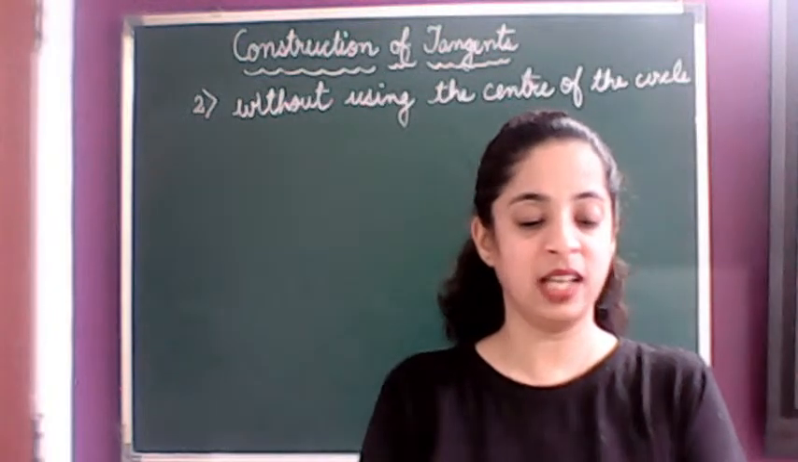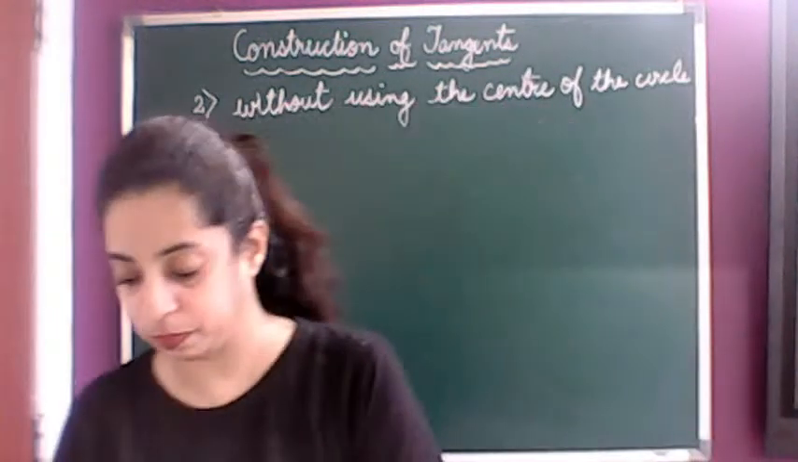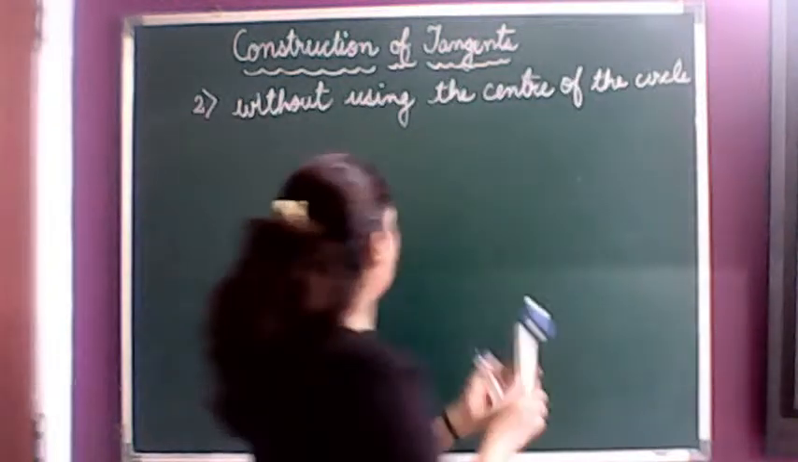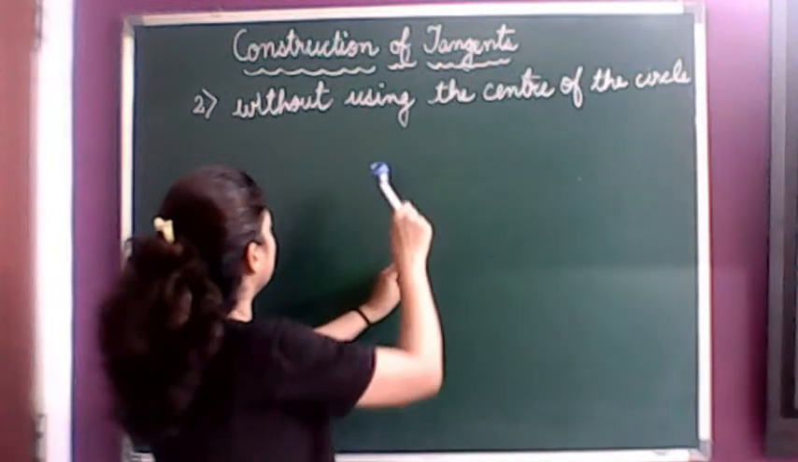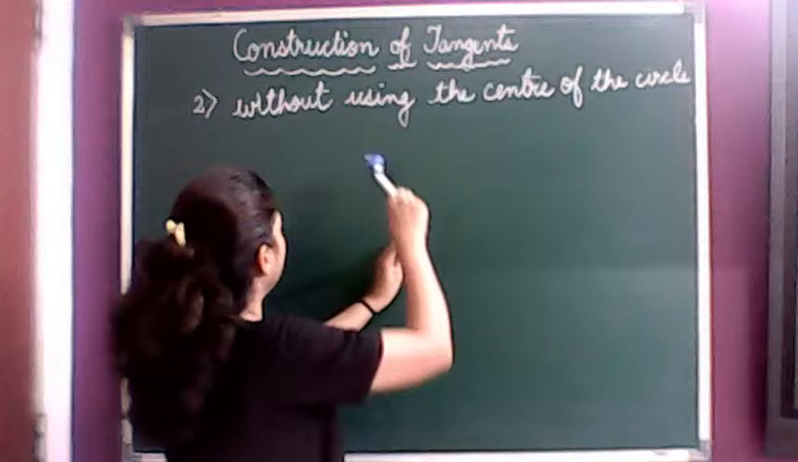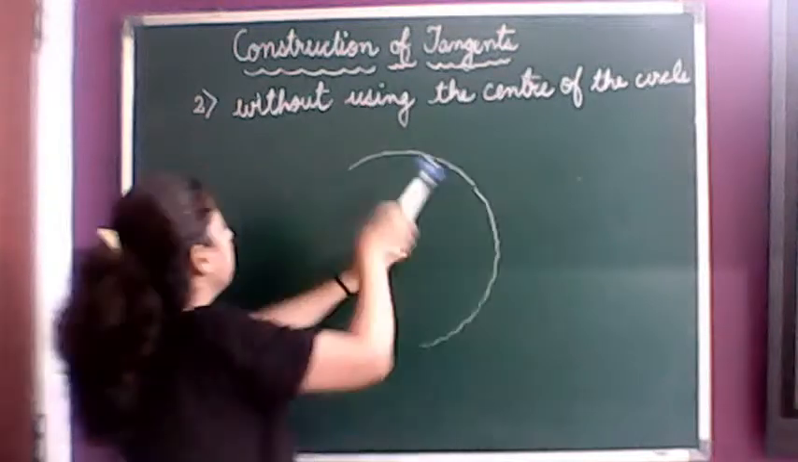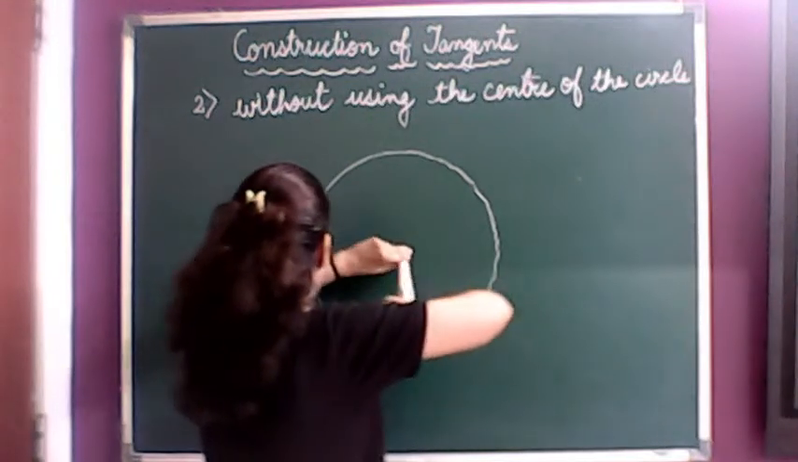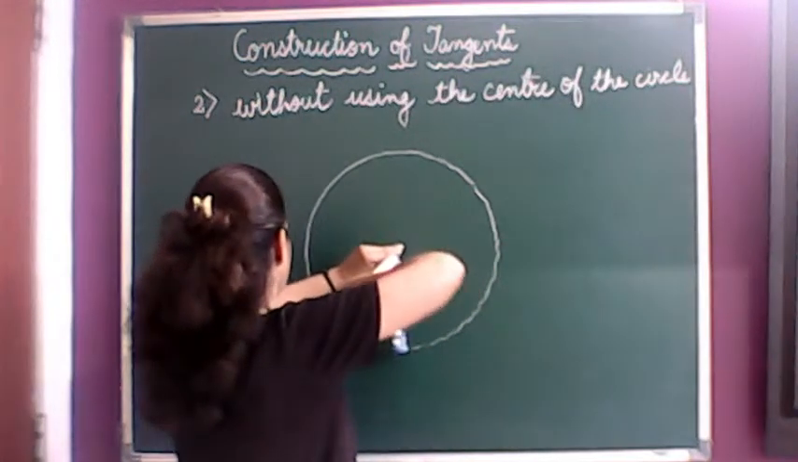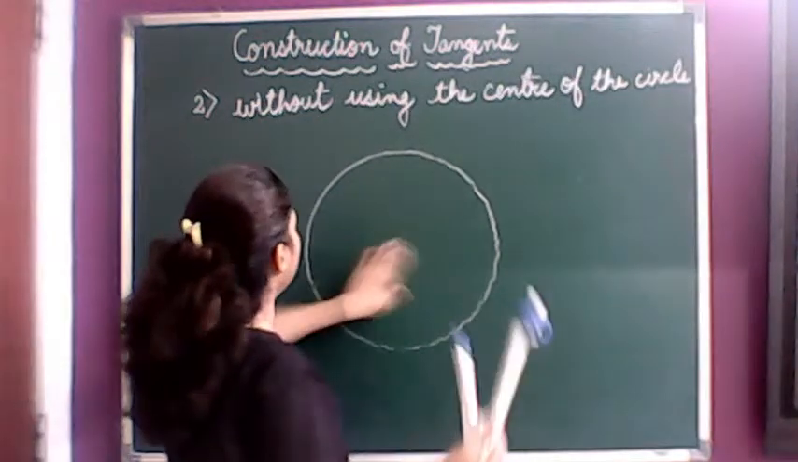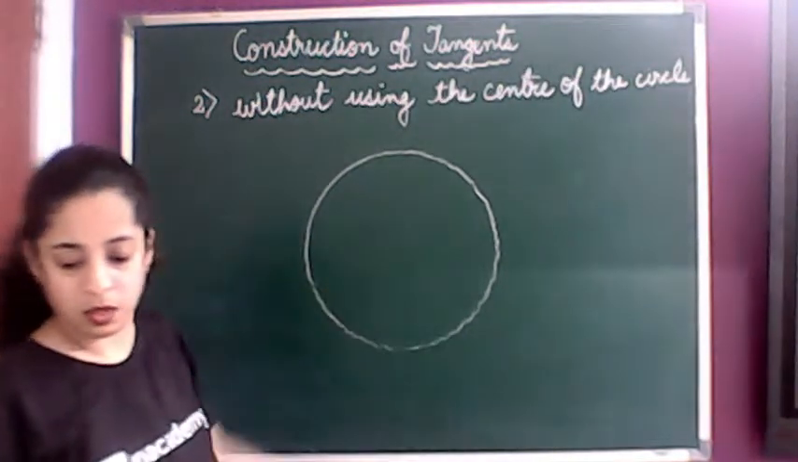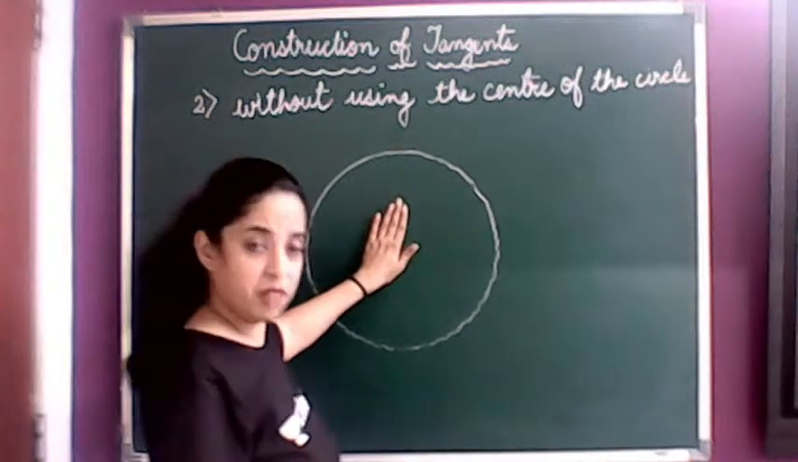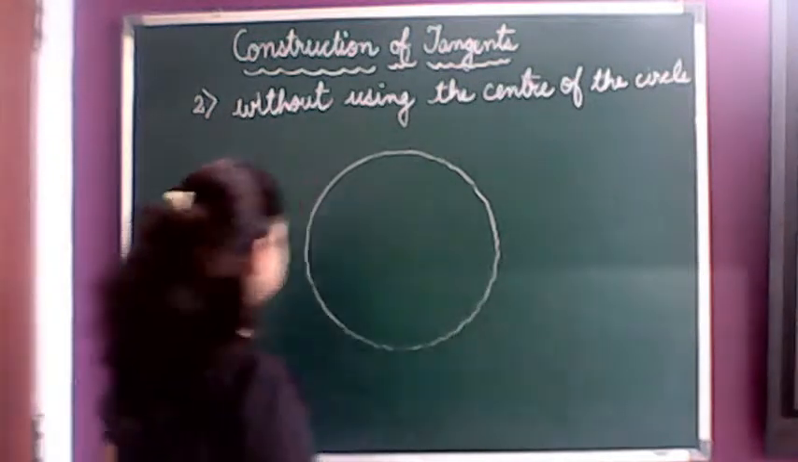Okay, so let's go ahead now. Suppose I have been given this circle. This circle is given to you, and you don't have to use the center of the circle, and you have to draw a tangent.